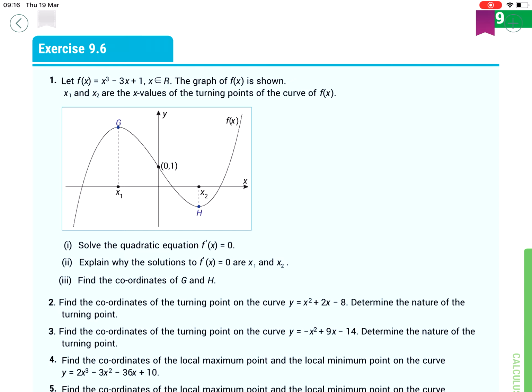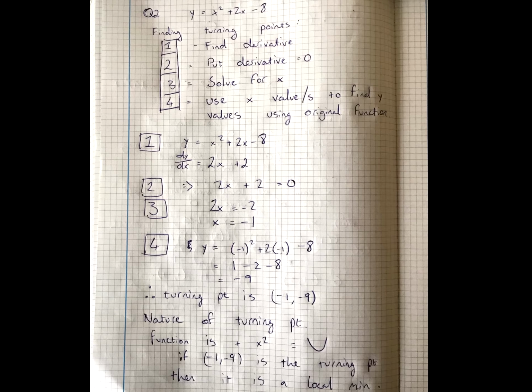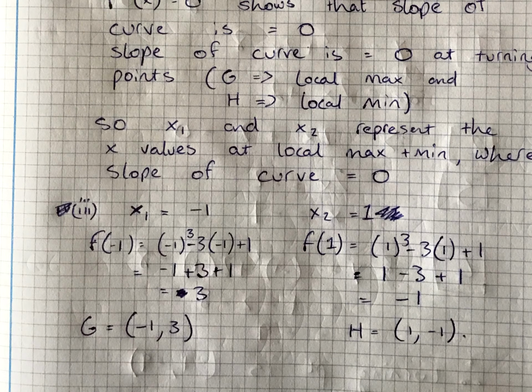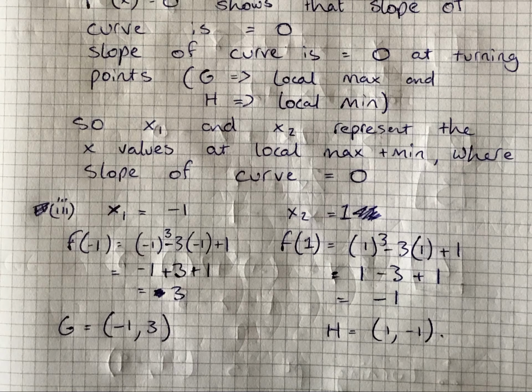Part 3 says find the coordinates of G and H. Now I have the x values of G and H already. The x value at x1 is -1, of course, because that's the negative side of the x-axis. And the x2 value is +1. So all I've got to do is use those x values of -1 and 1. As you can see, x1 is -1 and x2 is +1. So I fill them into the original function, x cubed minus 3x plus 1, and I get my value for y. And then that gives me my G point and my H point, my coordinates of each.